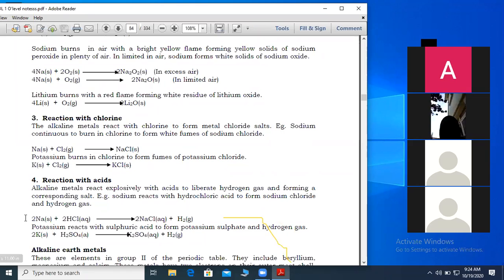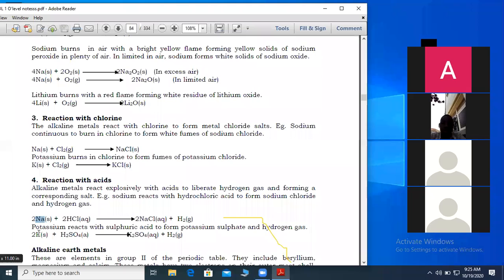So, you know, they are very reactive if you look at the reactivity series. When they react with acids, remember the knowledge of the reactivity series, they will just displace the hydrogen on the acid. If sodium reacts with hydrochloric acid, sodium will displace hydrogen and form sodium chloride plus hydrogen gas.